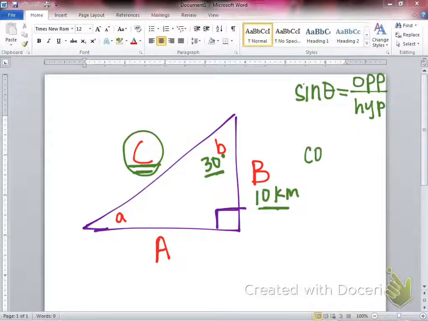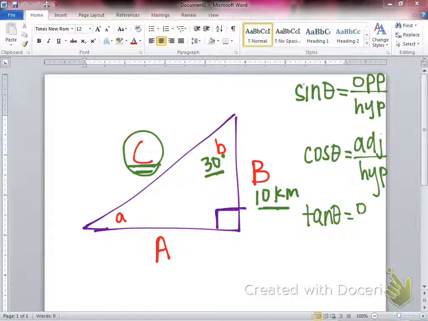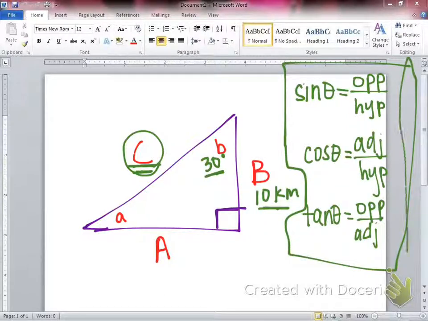All right, what do we know about cosine? Cosine of theta is equal to adjacent over hypotenuse. And tangent is equal to, nope, opposite over adjacent. Opposite over adjacent. So you need to have these trig functions. If you don't have them memorized already, you need to get them memorized. Okay, because we will use these a lot.